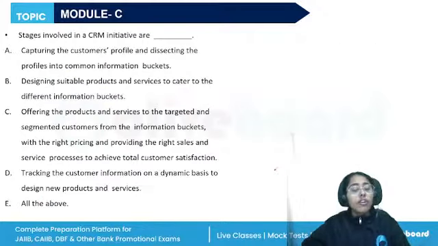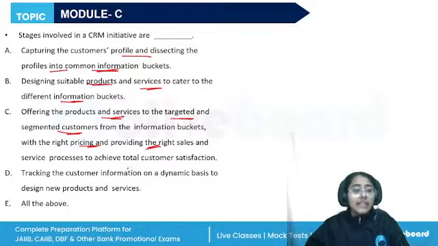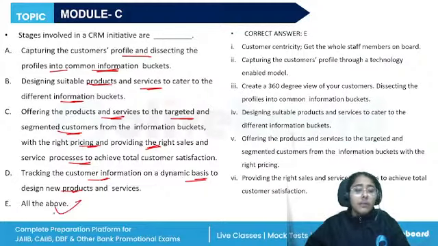Now, what are the stages involved in the CRM initiative? Capturing the customer's profile and dissecting the profiles into common information buckets, designing suitable products and services to cater to the different information buckets, offering the products and services to the targeted and segmented customers with the right pricing, right sales and service process, tracking the customer information on a dynamic basis to design new products and services. Or option E, all of the above. So the stages involved are all of the above.